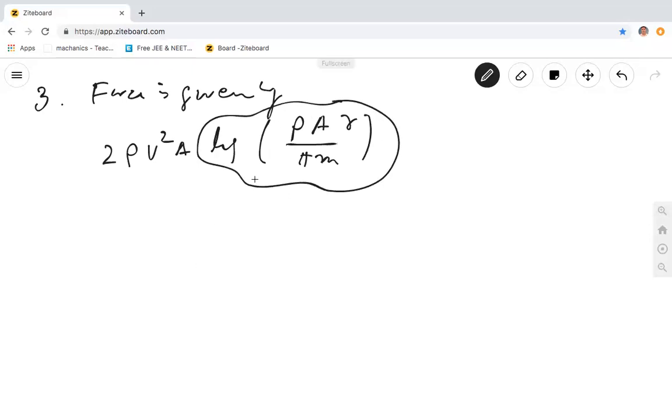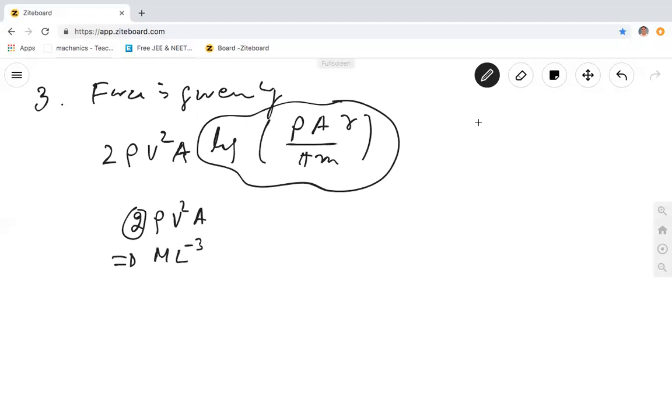This log of whole is dimensionless. That I have already told you in my previous lecture. So the only thing remains whose dimensions we have to find is 2 times rho v square A. 2 is dimensionless. It's a number. Rho is density. It is mass by volume. That is M L minus 3.